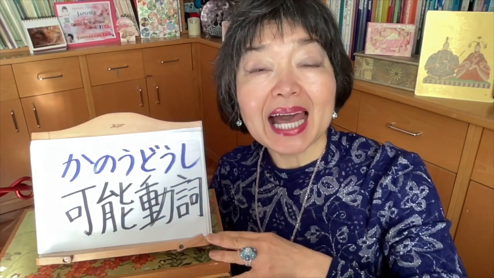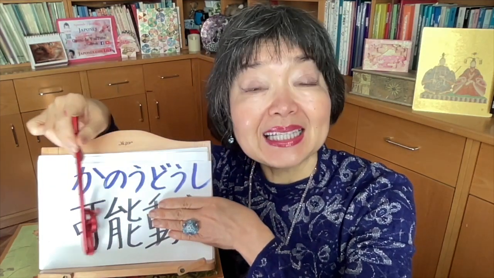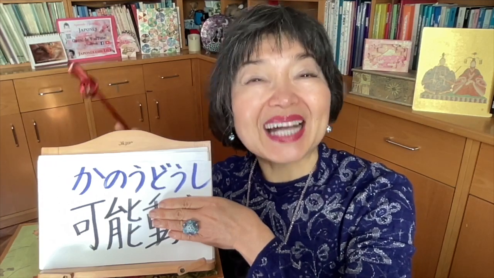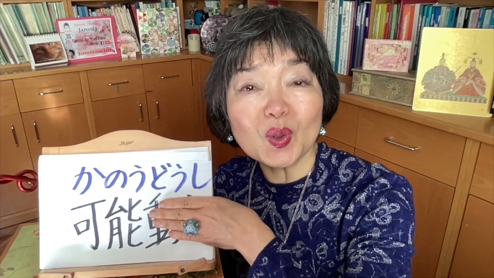Today we're going to learn how to form potential verbs. 可能動詞. 動詞 means verbs. 可能 is not an adjective and it means possible. So, 可能です. It's possible. 可能じゃありません or 可能ではありません. It's not possible. In English, 可能動詞 is potential verbs.